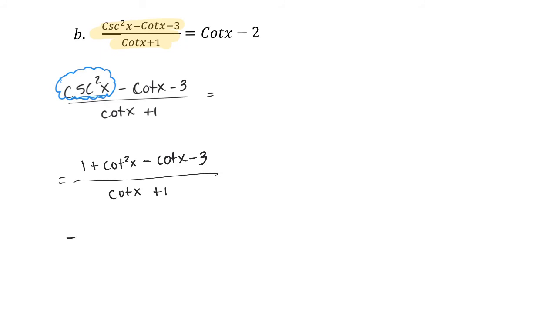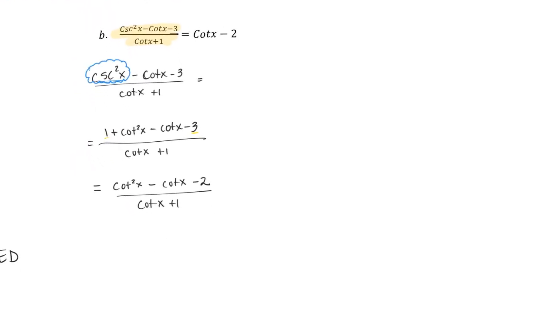So now let's see. I can just combine numbers here, a 1 and a 3. So I'm going to have cotangent squared x minus cotangent x minus 2, all over cotangent x plus 1. Now let's do a little factoring. If I had y squared minus y minus 2, and I asked you way back years ago to just factor that, you could factor it as y minus 2, y plus 1. So dust off your factoring skills.